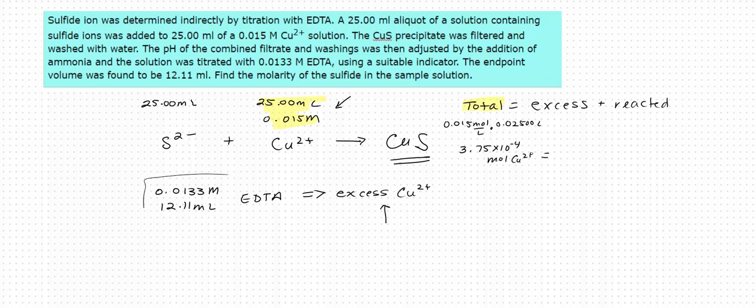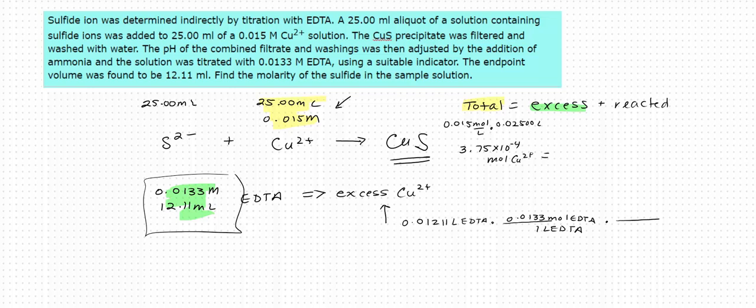So the excess copper is related to the EDTA. The EDTA treated the extra copper in order to find out how much extra copper there was. So we will use the same type of calculation. I'm going to take the volume, 0.01211 liters of EDTA, and I'm going to multiply it by the concentration, 0.0133 moles of EDTA per 1 liter of EDTA.